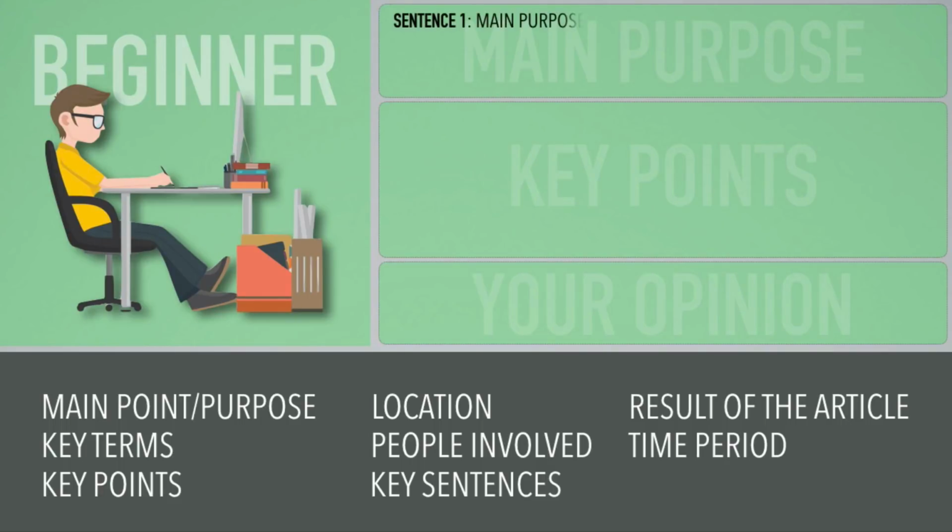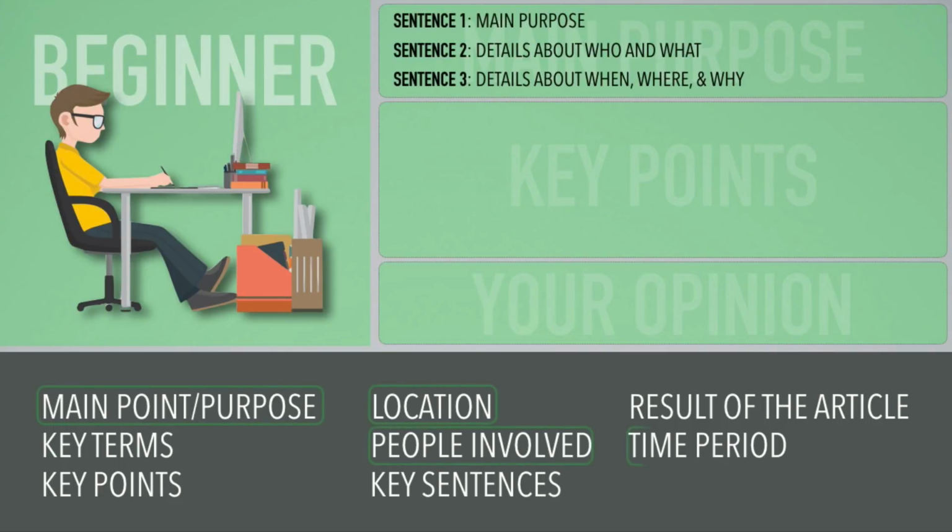All right, so first we have the main purpose section. Sentence number 1 is where you will state your main purpose. Now you'll see at the bottom, this is the information that you collected from phase 1 in the reading phase. You're going to use this information as a part of the writing phase. Okay? So again, sentence number 1 is the main purpose.